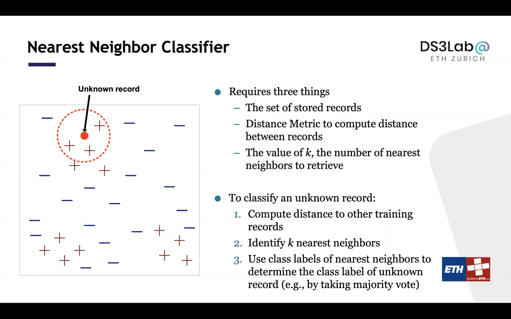So to classify an unknown record, you compute the distance of your unknown record to all the other training records. You identify the k nearest neighbors, and then you use the class labels of the nearest neighbors to determine the class label of this unknown record. You can take a majority vote, or you can use whatever aggregation function you want.